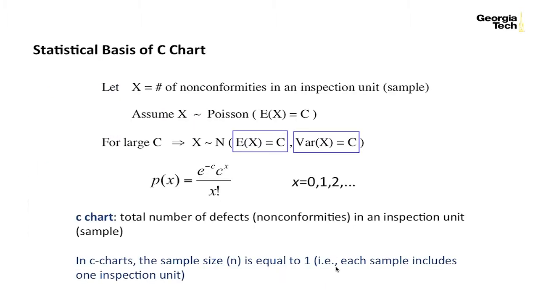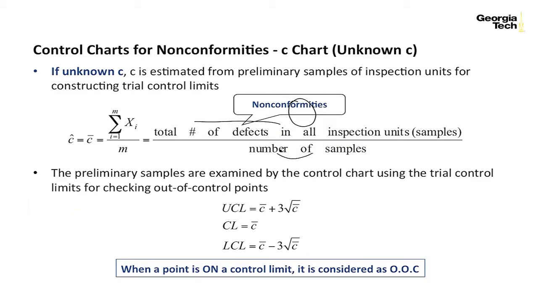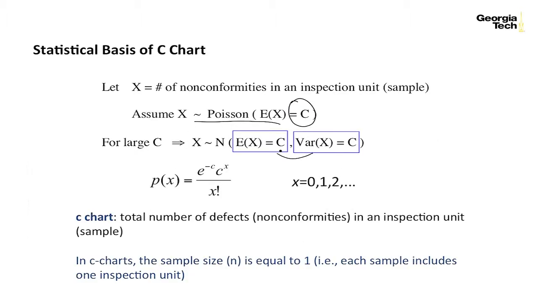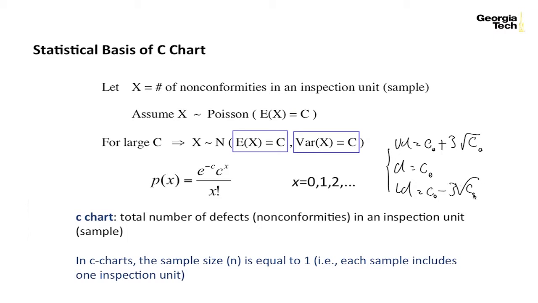Now, how can we construct a C chart? As I said, the total number of nonconformities in one inspection unit follows a Poisson distribution. Let's say instead of lambda, we are using C, which is the average number of defects produced in the process in one inspection unit. The mean and variance are the same. Therefore, if the C value, or mean and variance, is known, we can easily find the control limits by using the Shewhart equations. So our CL would be C0, which is the average. UCL would be the average plus 3, or K, standard deviations, and LCL would be C0 minus 3 standard deviations.